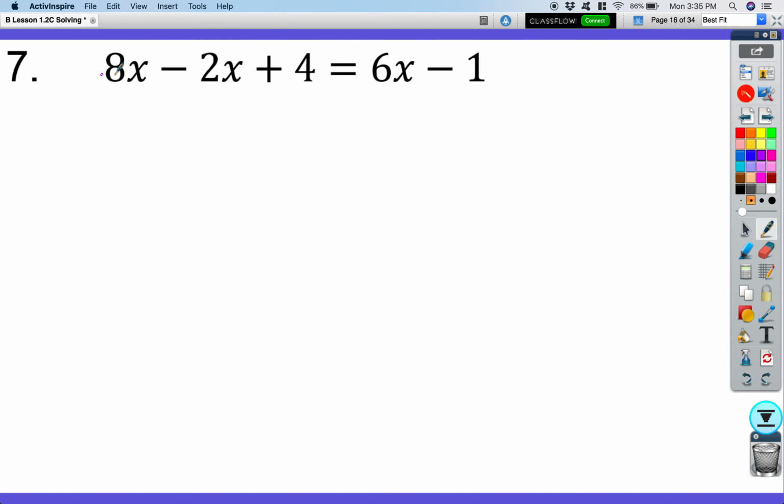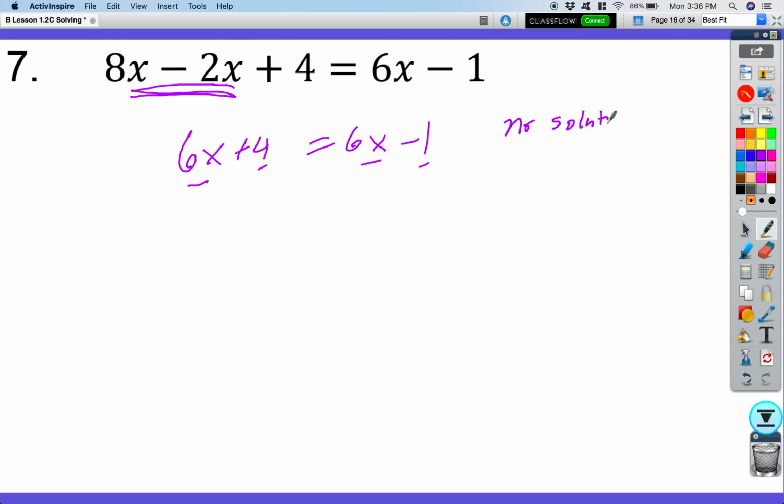So let's go ahead now and look at this one. I go ahead and I subtract 8x minus 2x, which is 6x, plus 4 is equal to 6x minus 1. Now my goal is for you guys to look at this and recognize what kind of solution it is. Is it a one solution, no solution, or infinitely many solutions? Remember, the rule states when I have the same amount of x values on the left and right side, but I have different constants, this will give me a no solution. So in this instance, my x values are the same, my constants are different, so I already know this would be a no solution.